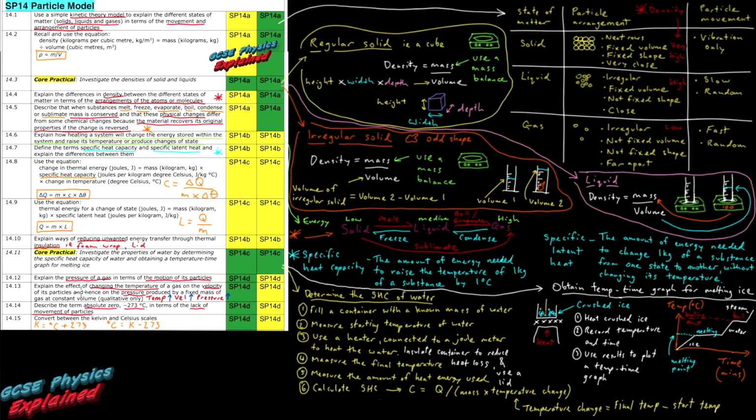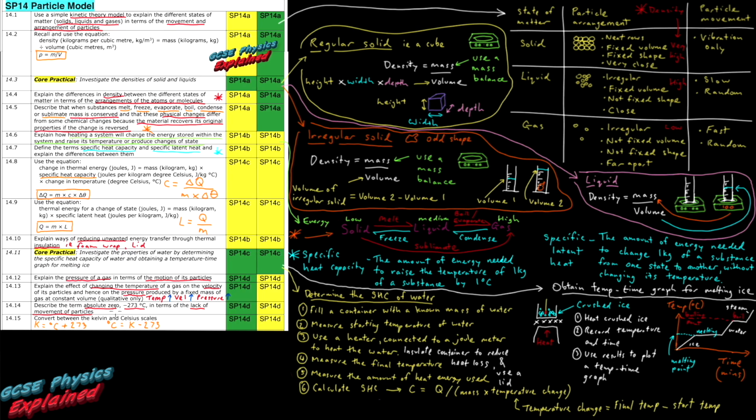For 1 mark: explain the effect of changing the temperature of a gas on the velocity of its particles and hence the pressure. Well, if you increase the temperature, that's going to increase the velocity of the particles and that's going to increase the pressure. And it does say for a fixed mass of gas at a constant volume.